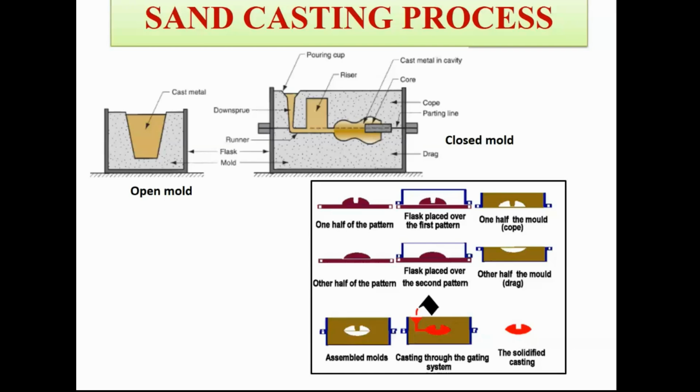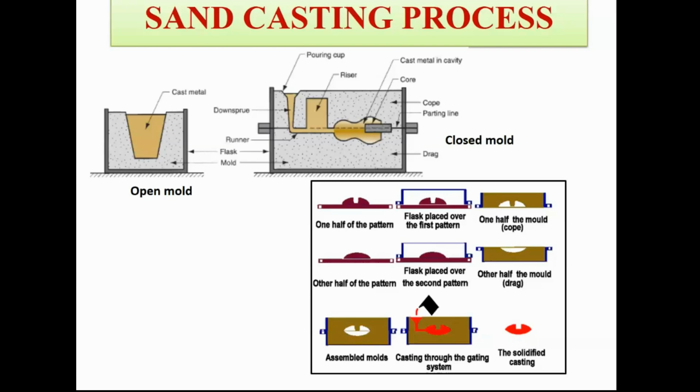Then you fill this mold with your molten metal, and you allow it to solidify for some time. After the solidification is completed, you take out your solidified casting, which has acquired the shape of your mold. So this is, you can say, a relatively easy type of manufacturing process.